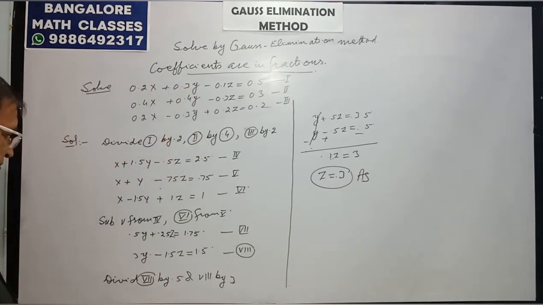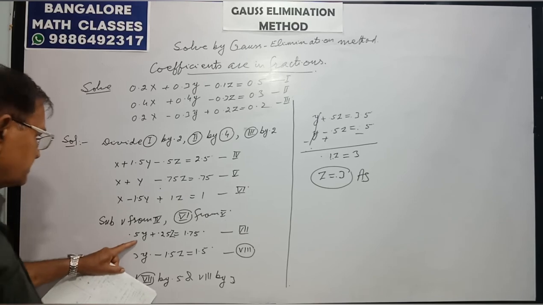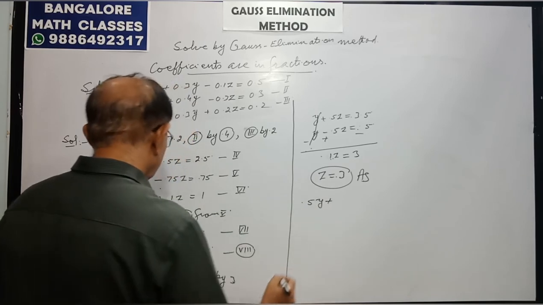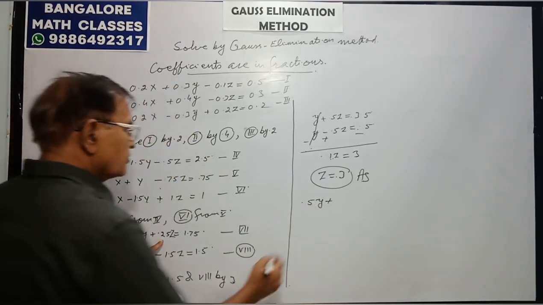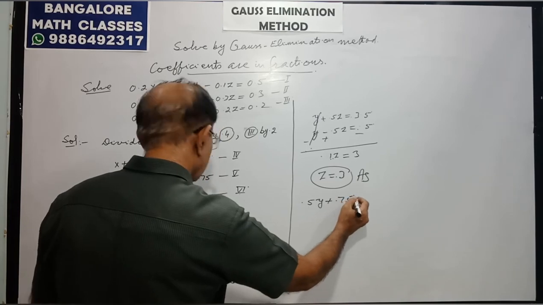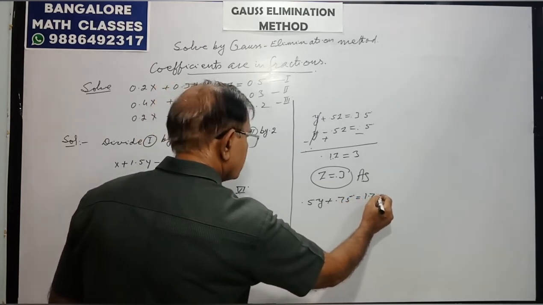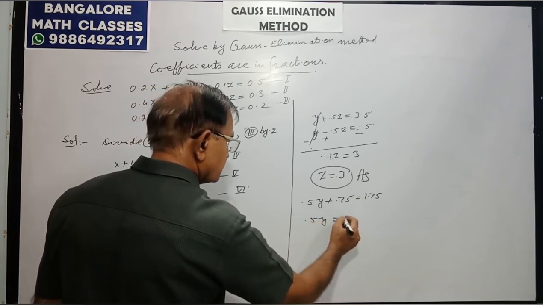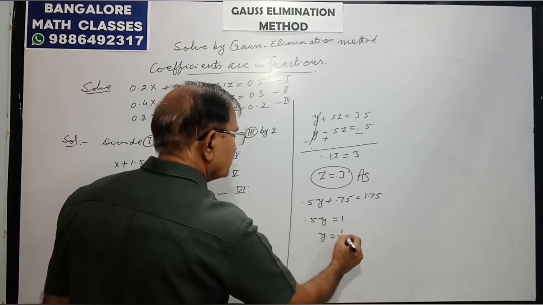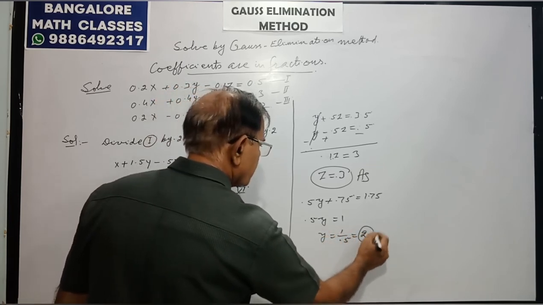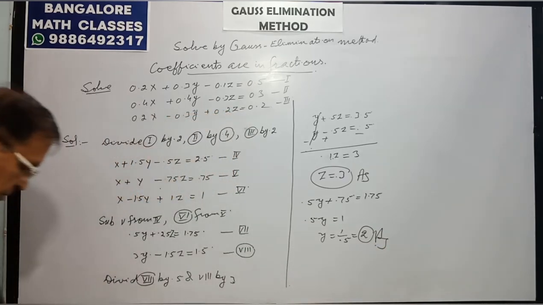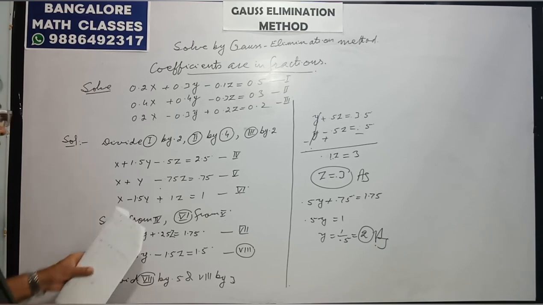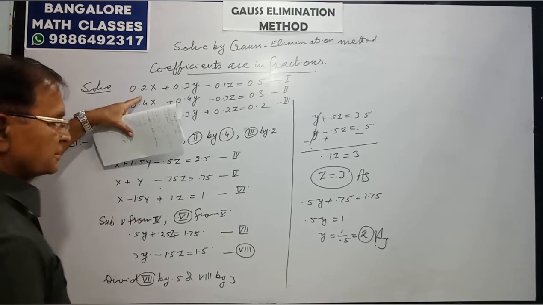Now put the value of z either in 7 or in 8. 0.5y plus, for z put 3, 1.75. 0.5y subtracted 1, y will come out to be 1 by 0.5, that is 2. Y will come out to be 2. Then put the value of y and z in 1, we will get x.